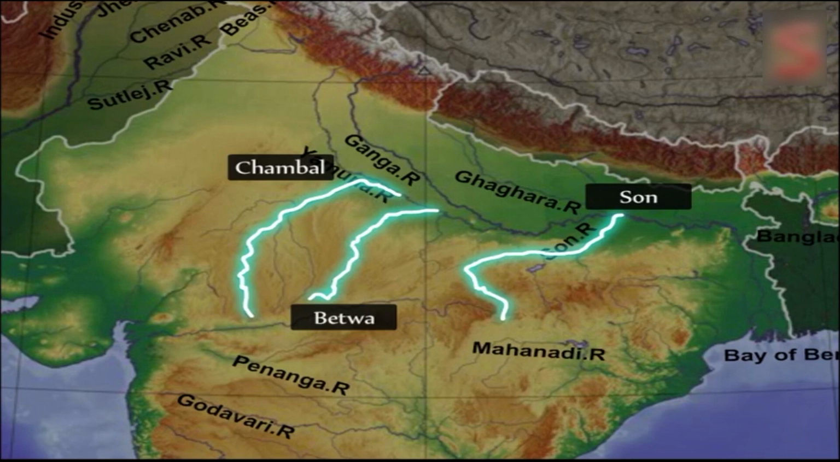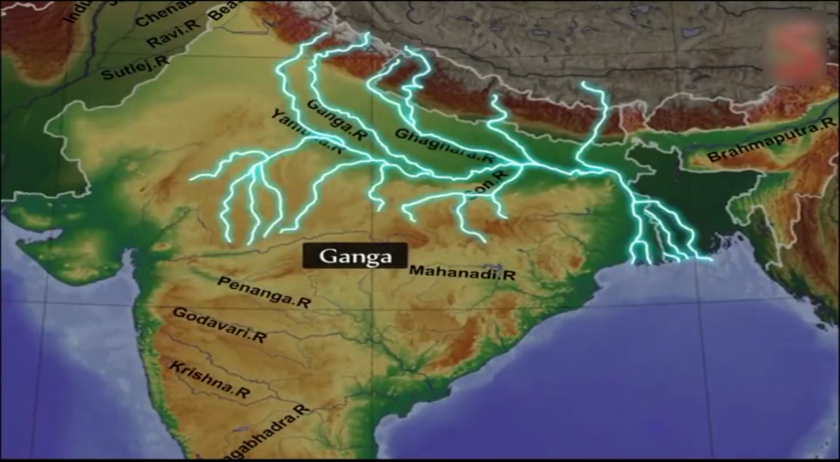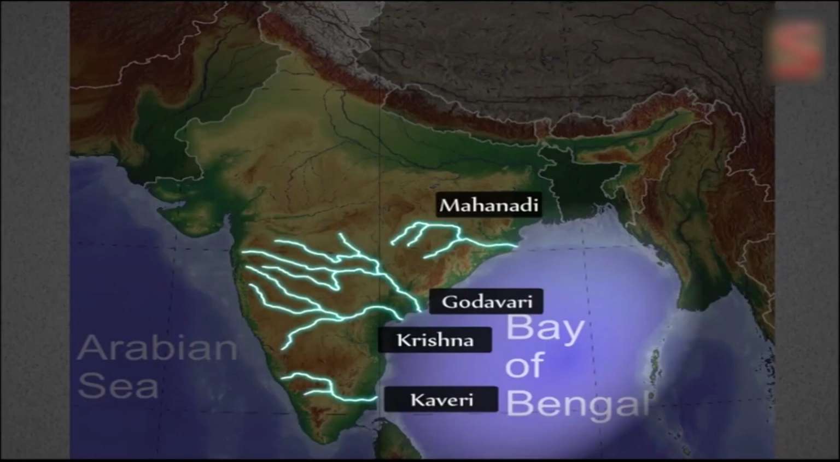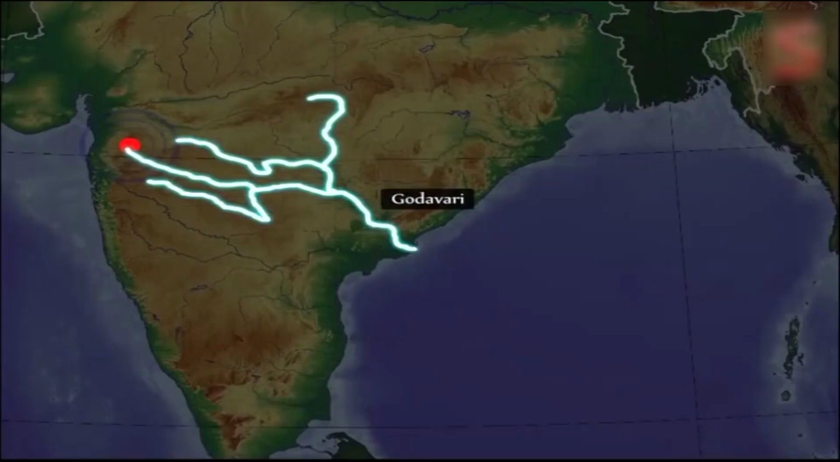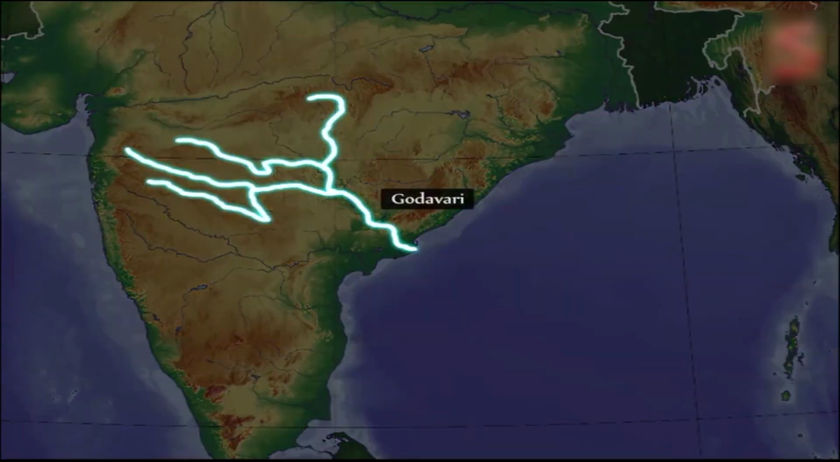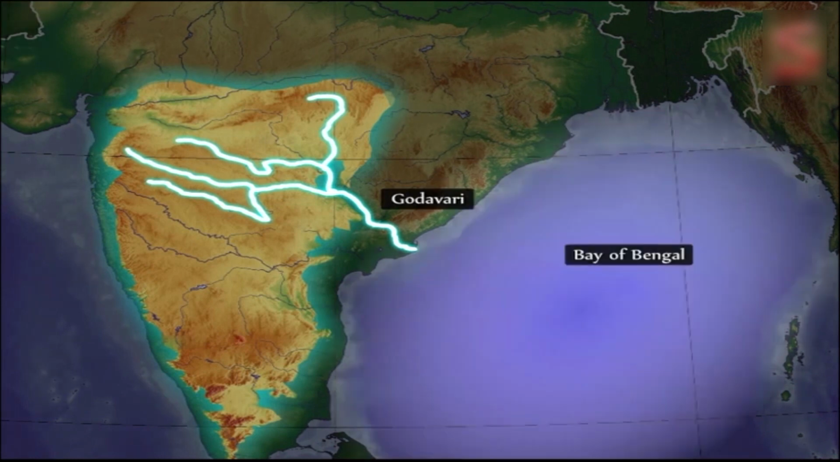Chambal, Betwa and Son, which originate in the northern region of the peninsular region, constitute the Ganga river system. Mahanadi, Godavari, Krishna and Kaveri are the major river systems of the peninsular region. The peninsular rivers are characterized by a fixed course, non-perennial flow and no meanders. River Godavari, with its origins in Triambak Plateau near Nasik in Maharashtra, is the largest peninsular river system. It flows into the Bay of Bengal.